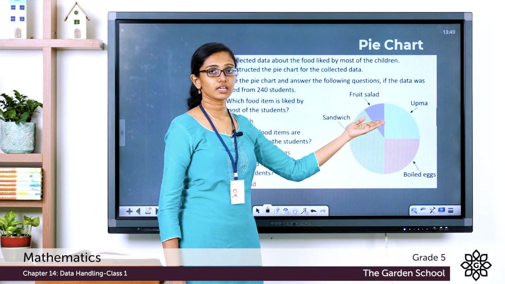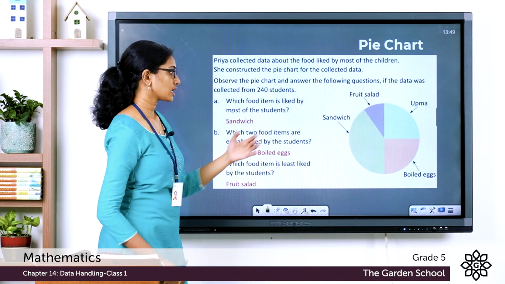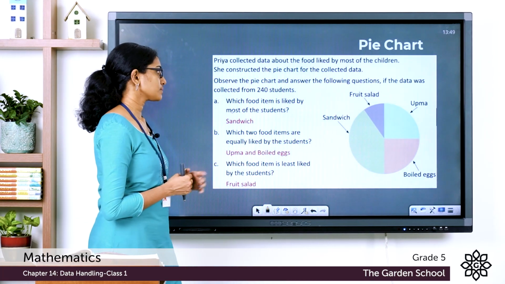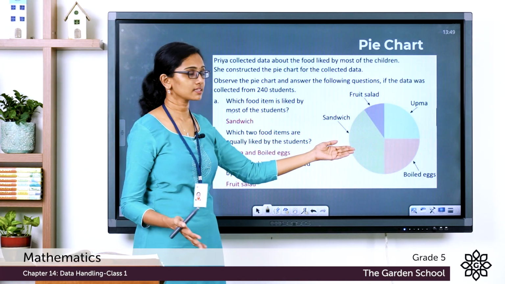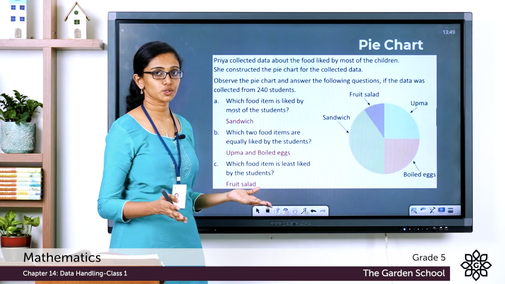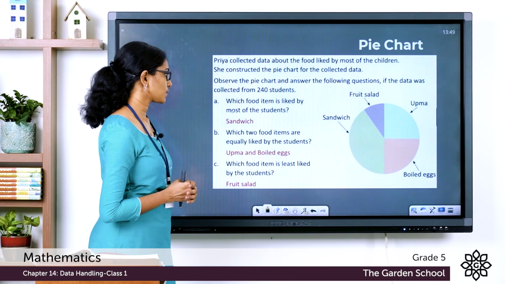This sector is the number of students whose favorite food is fruit salad. So let's find out the answers to the questions that follow here. Which food item is liked by most of the students? From the pie diagram, it is clear that sandwich occupies the most space, or it covers most part of the pie diagram, and hence it will be the food liked by most of the students.